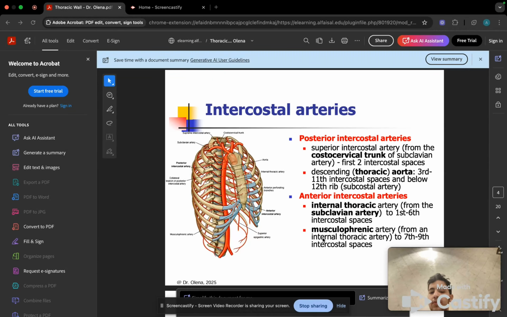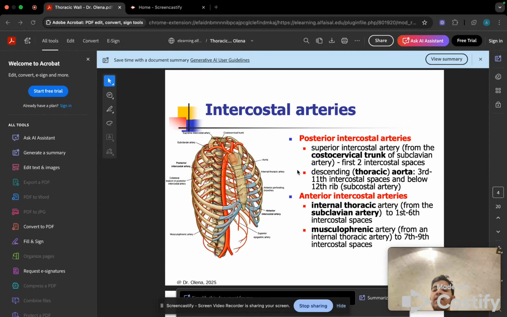Okay, now what about the posterior? The posterior, first you have the first two intercostal spaces coming from what we say posterior superior intercostal artery, that comes from what? The costocervical trunk, also from the subclavian. So you have the subclavian artery, you have the internal thoracic, and then you have the superior intercostal artery. And this superior intercostal artery will provide the first two intercostal spaces with arteries.